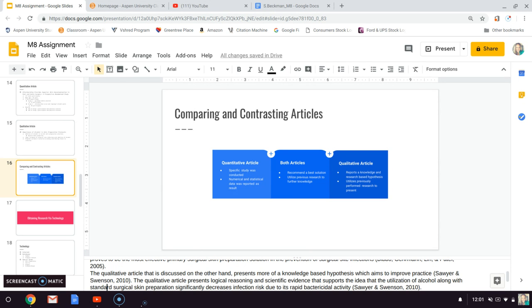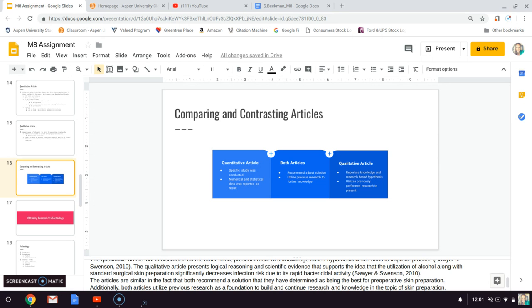The qualitative article that is discussed, on the other hand, presents more of a knowledge-based hypothesis which aims to improve practice. The qualitative article presents logical reasoning and scientific evidence that supports the idea that the utilization of alcohol along with standard surgical skin preparation significantly decreases infection risk due to its rapid bactericidal activity.